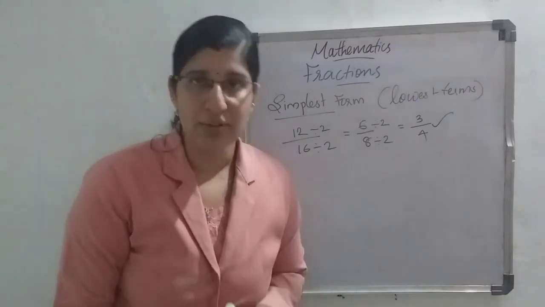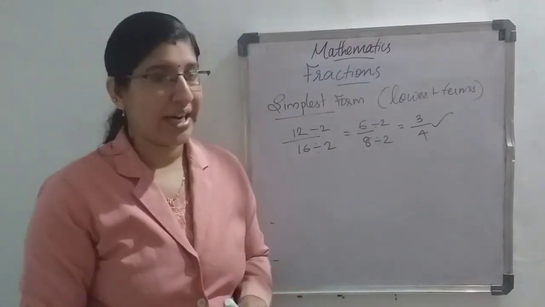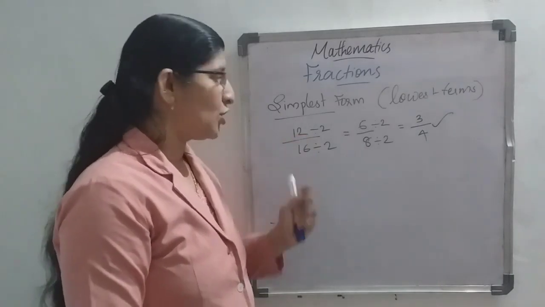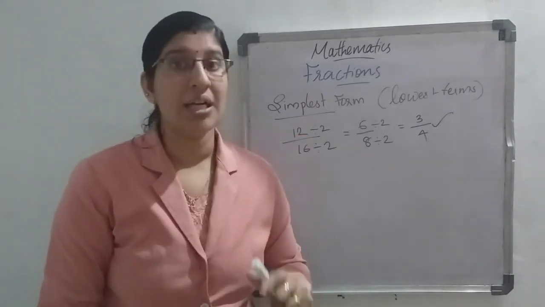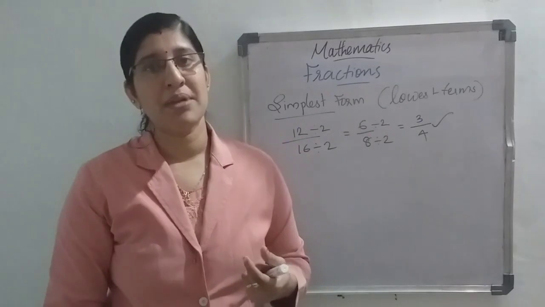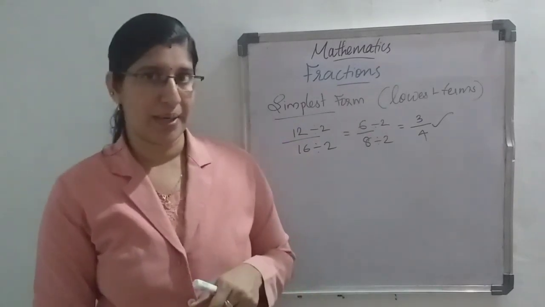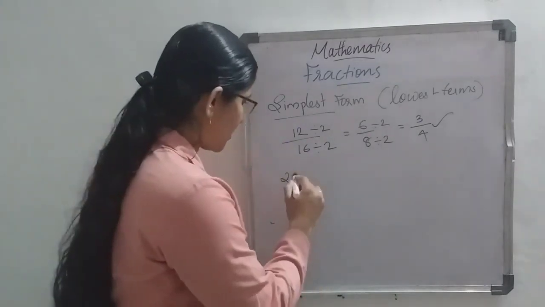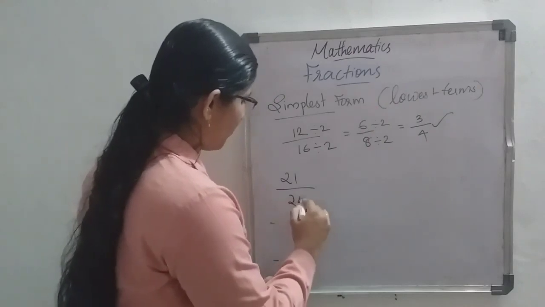So for finding the simplest form, you need to divide the numerator and the denominator by the same number until we get a prime number as the numerator or denominator. Clear? One more example.